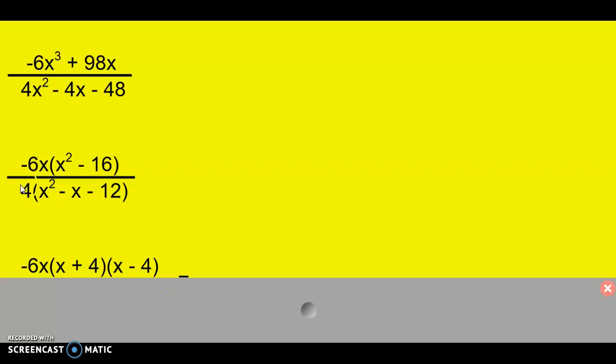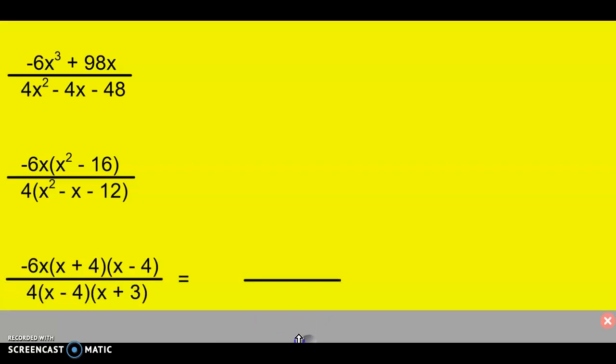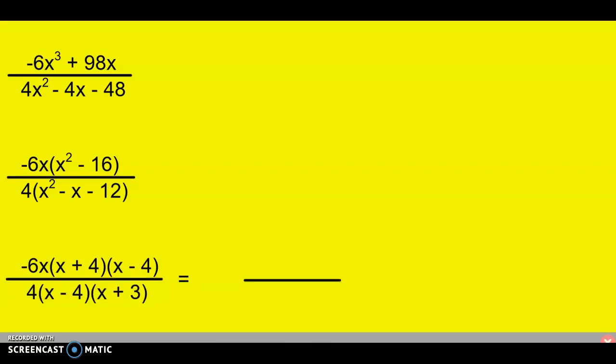Now the bottom, you see we have this 4 in front, and then you have x squared minus x minus 12. So that becomes a diamond problem factoring where we say what numbers add to negative 1 and multiply to negative 12. Those numbers are negative 4 and positive 3. So that leaves our bottom factored down to 4, because the 4 didn't go away, it's still there. And then we factored this down to x minus 4 times x plus 3. All right, so we're ready to get to our final parts of our answer.